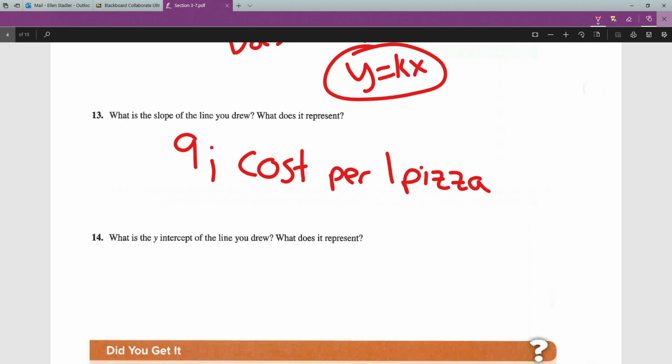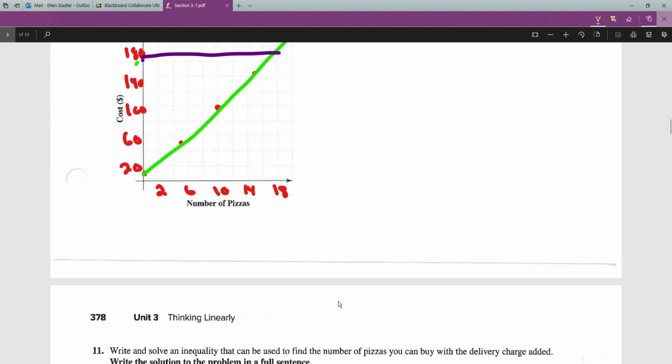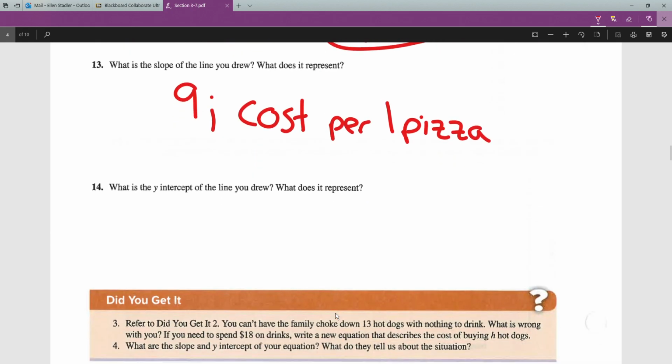What is the y-intercept now of this line we drew? Where does this graph cross the y-axis? Not at 0, 0, but at 0, 10. So the y-intercept of this new line is 0, 10. What does that represent? That represents the $10 delivery charge.